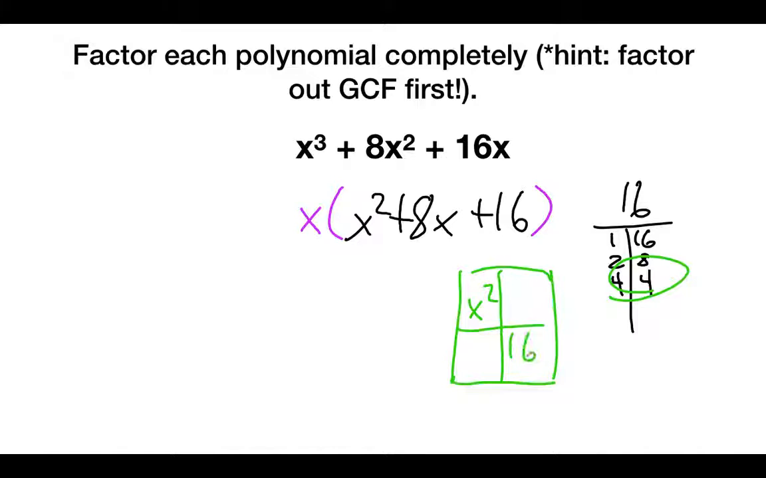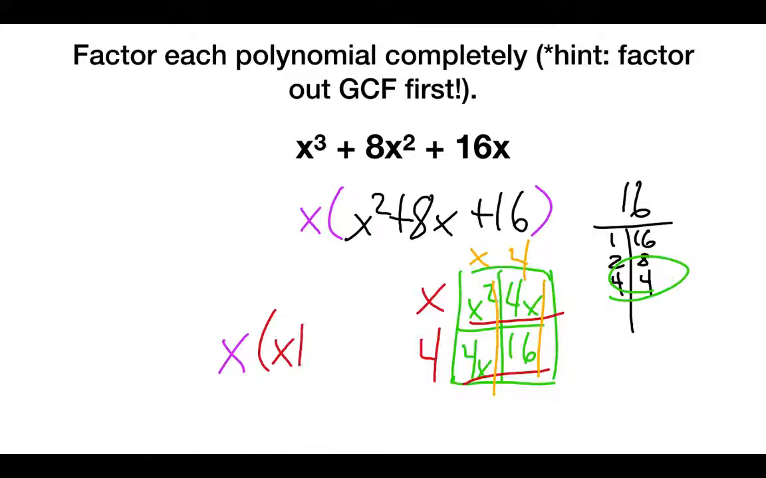x squared, 16, 4x, 4x. So let's see. x plus 4, and on the other side, x plus 4. Meaning our final factorization would be x times x plus 4. And since it's times x plus 4, I'm just going to write squared.